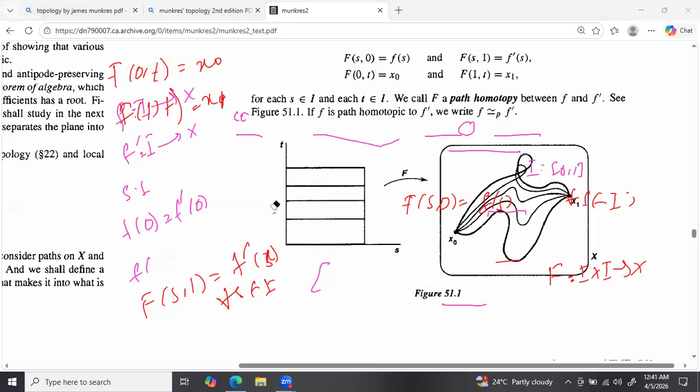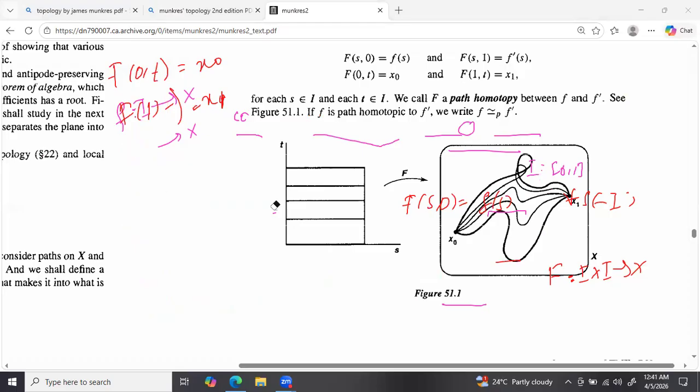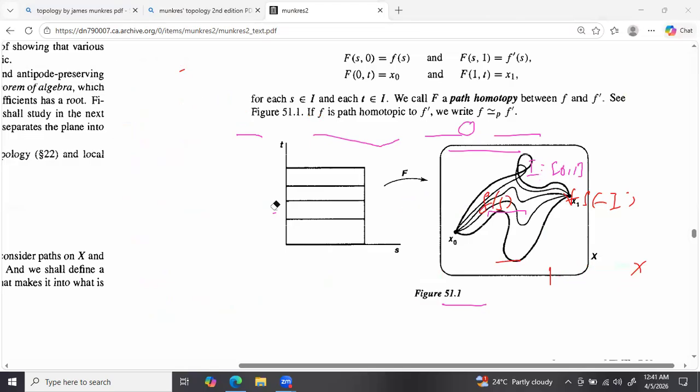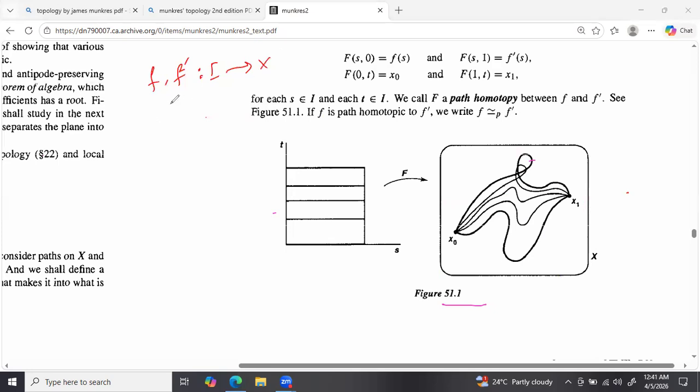Let's remove the written material. So we will explain clearly. In this definition, they are saying f and f prime are the paths from I to X such that f of 0 and f prime of 0 is equal to x naught, and f of 1 is equal to f prime of 1 is equal to x1, okay.